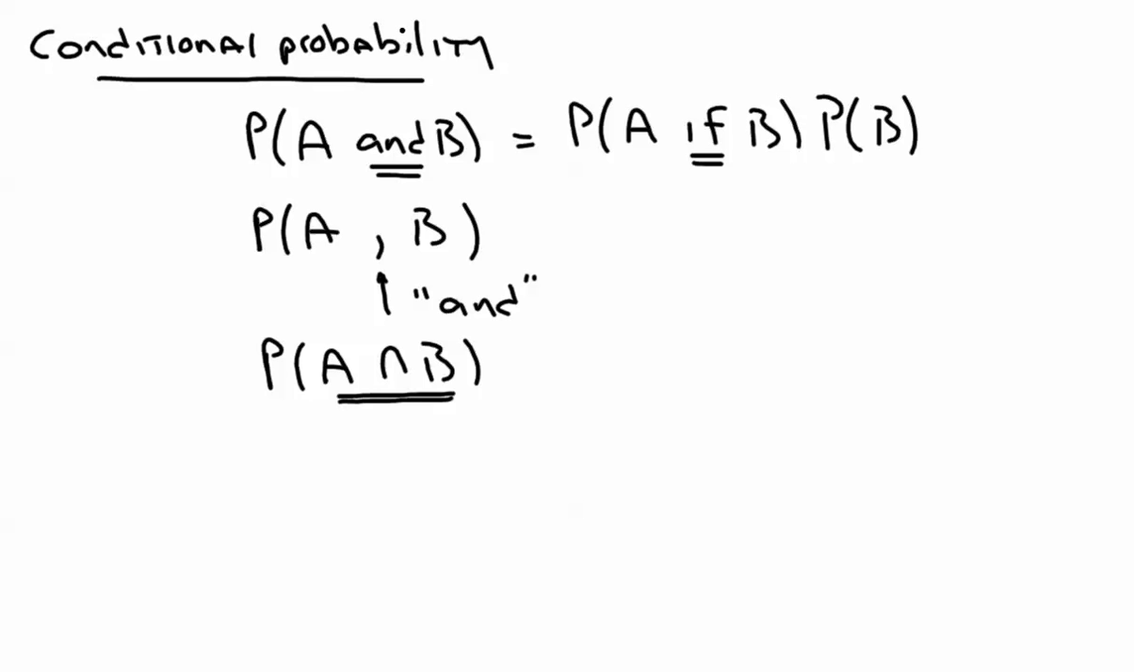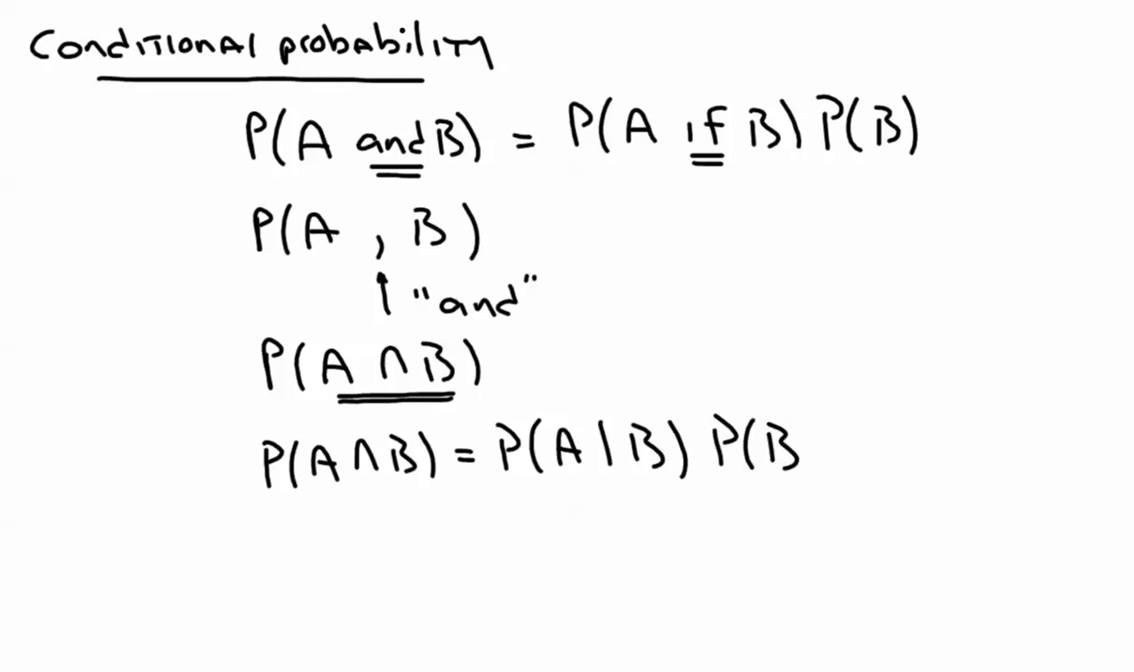So it's handy for us to rewrite our conditional probability relationship this way so that we can use set theory notation. We write the probability of A intersect B equals the probability of A if B times the probability of B. And you'll recall from our prior discussion that this vertical bar implies an if. So that's the way we're going to write our conditional probability relationship for most of the rest of the semester.